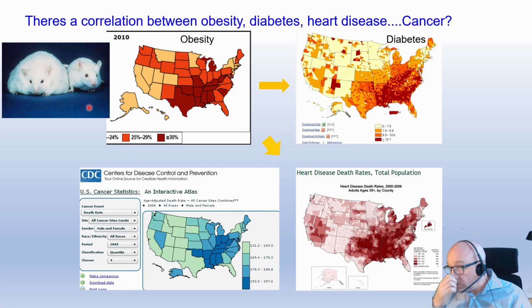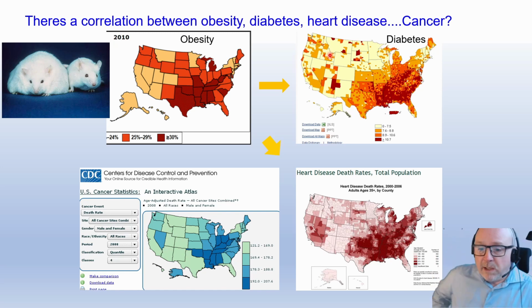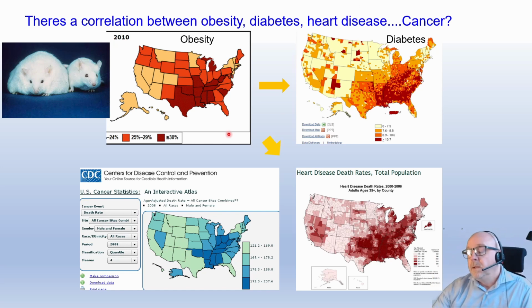So there's a correlation between obesity, diabetes, and heart disease. So obesity and heart disease rates, not surprising. Obesity and diabetes rates, I hope now not surprising, right? Or probably not before. These things are widely covered in the news these days.